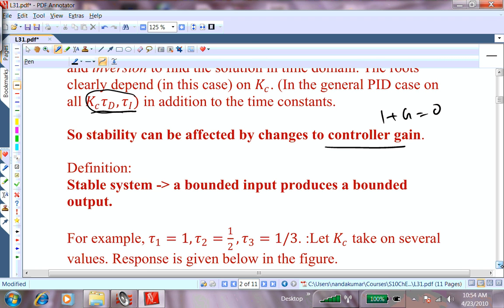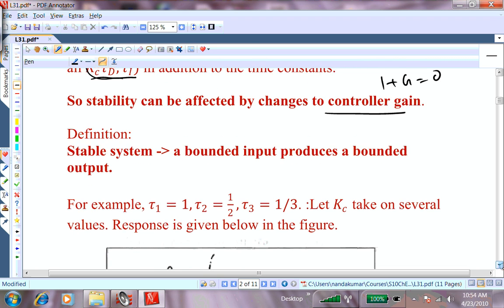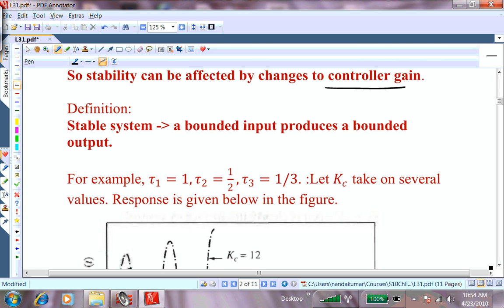Now there are many definitions of a stable system, and there is an important point here. These are the things that in the final exam I'll possibly put in a short question. One definition is: a bounded input produces a bounded output. What does that mean?